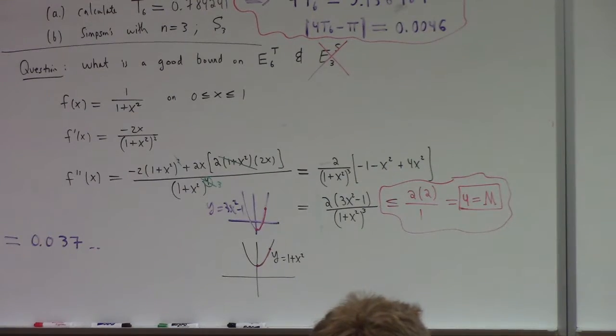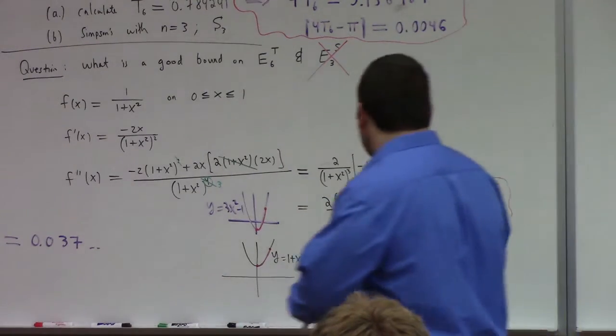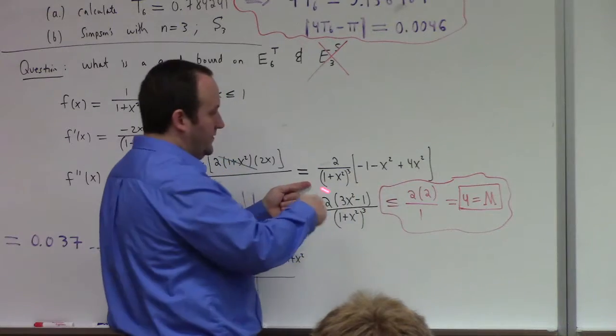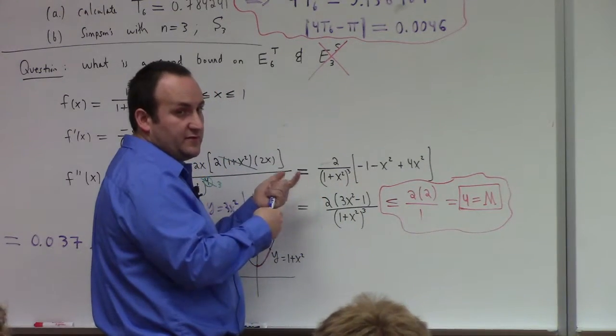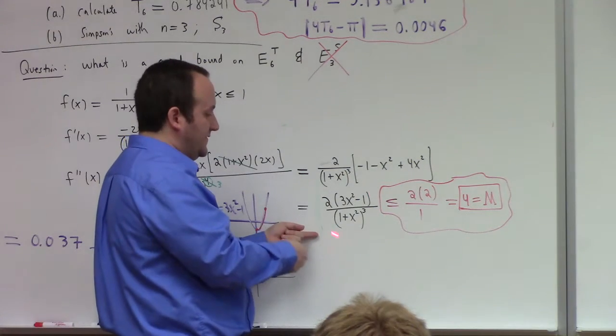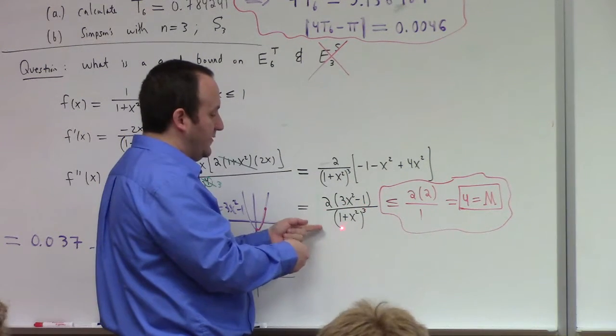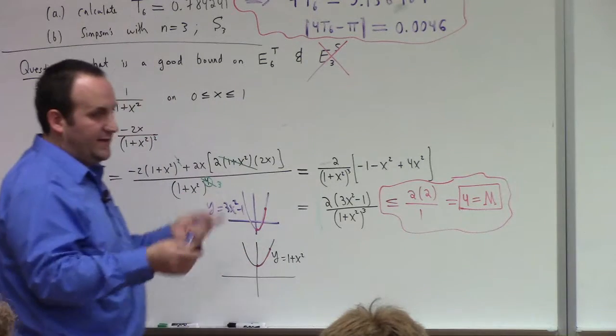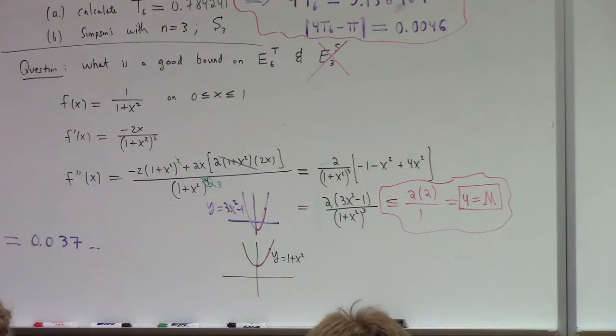Okay, so getting back over here. Are you guys with me to here? So I'm trying to calculate the second derivative because I'm trying to bound it. All right, finally, I get to this expression: 2 times 3x squared minus 1 over 1 plus x squared cubed. I don't think I can do much better than that. That's pretty simple. Let's try to analyze that in terms of inequality.